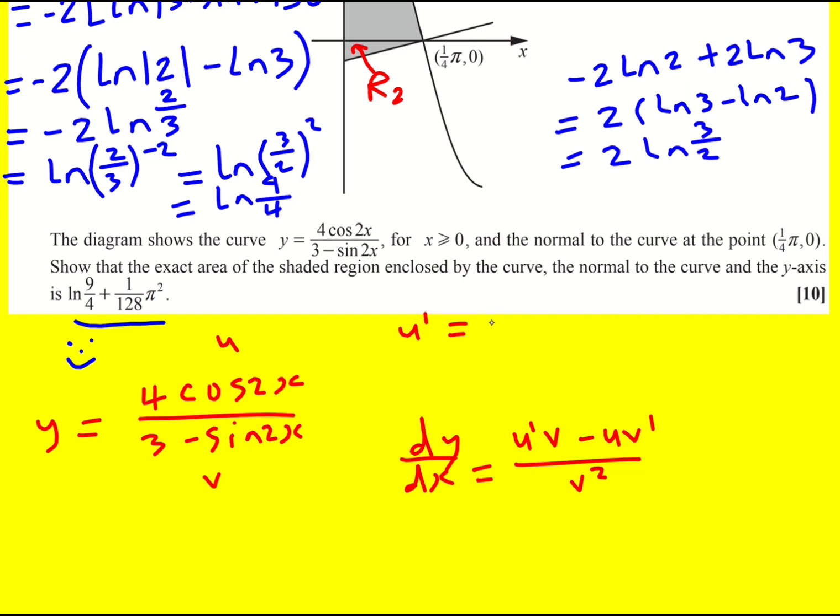So u dash is going to be minus 8 sine 2x. I've used the chain rule here, sometimes it's called the outside inside rule. So basically, forget about the 4. I've differentiated the outside, so that's cos of something. That gives me minus sine, and it remains as minus sine 2x. And I times by the derivative of the inside, so that's why I've times by 2 to give minus 8 sine 2x. I'm not going to go into any more detail on that. And then for v dash, the 3 differentiates to 0, and then minus sine 2x is going to become minus 2 cos 2x for similar reasons.